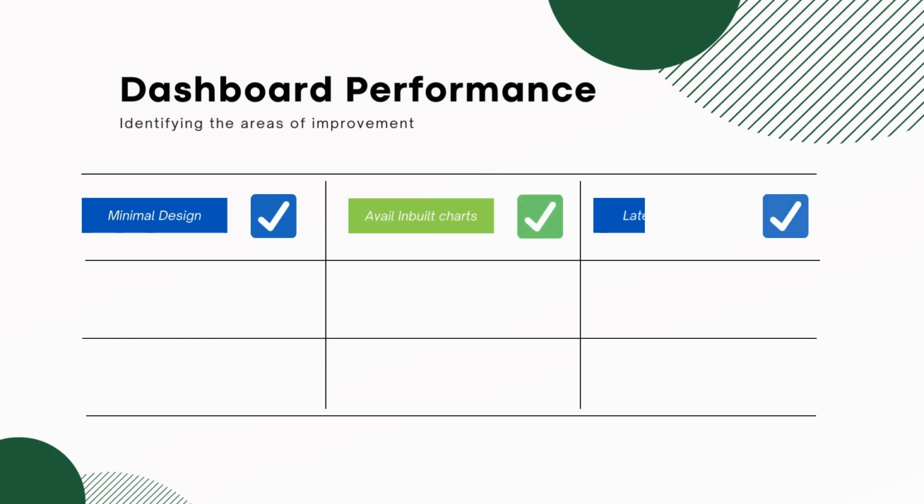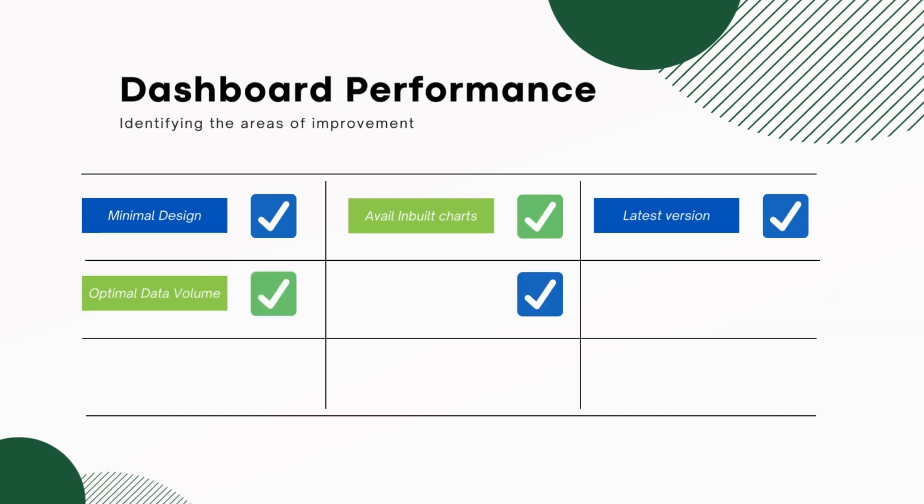Making sure the latest version of Tableau is being used, because that makes sure that most of the bugs are already taken care of. Having an optimal data volume, a volume of data that the dashboard can really handle. Try to use aggregated data. So anywhere where you don't have to show the granular data, make sure that you're using aggregated data.